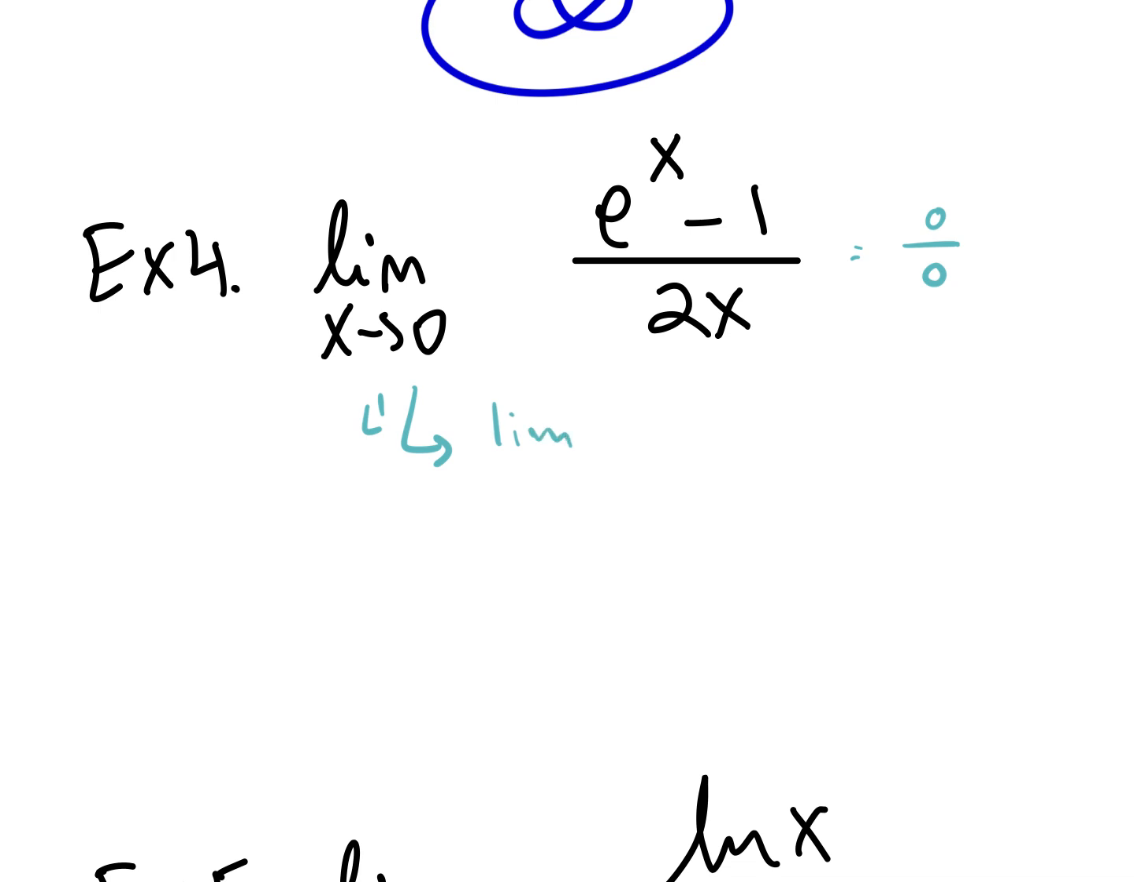We have the limit as x approaches 0, and we're going to take the derivative of our numerator and our denominator. What's the derivative of our numerator? e to the power of x. Perfect. What's the derivative of our denominator? 2. Now we can use direct substitution. Let's plug in 0. We have e to the power of 0 over 2. And what's e to the power of 0? 1. So this would be 1 over 2, which gives us 1/2. So our limit would be 1/2.